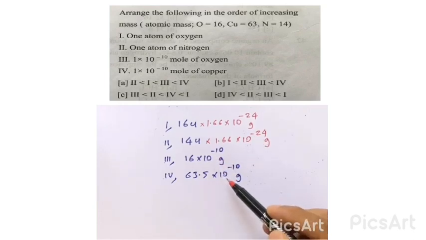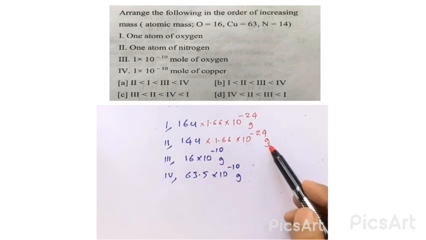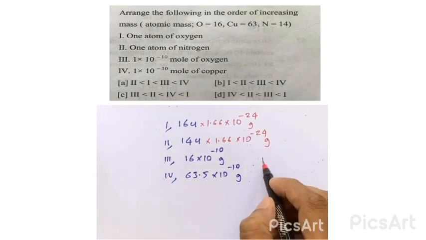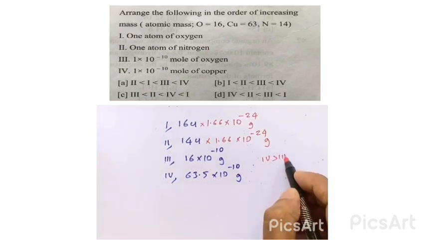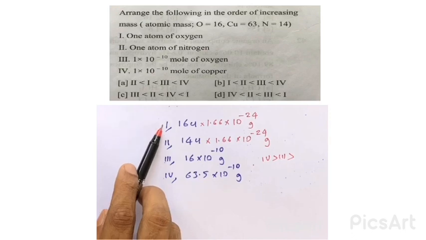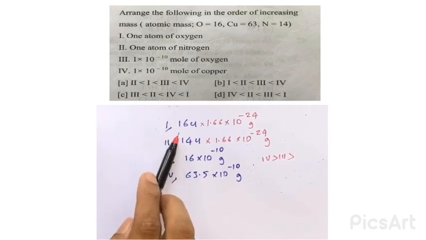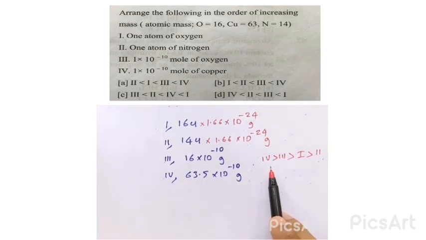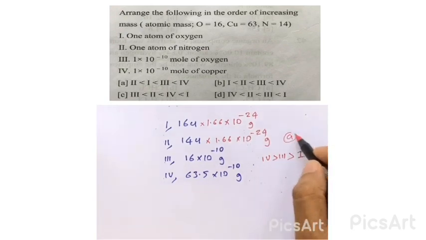10 raised to minus 10 is greater than 10 raised to minus 24. So 3 and 4 are higher values than 1 and 2. In 3 and 4, the highest mass is 4, then 3. When comparing 1 and 2, the highest mass is for 1, that is 16, then 2. So 4 greater than 3 greater than 1 greater than 2. Option A.